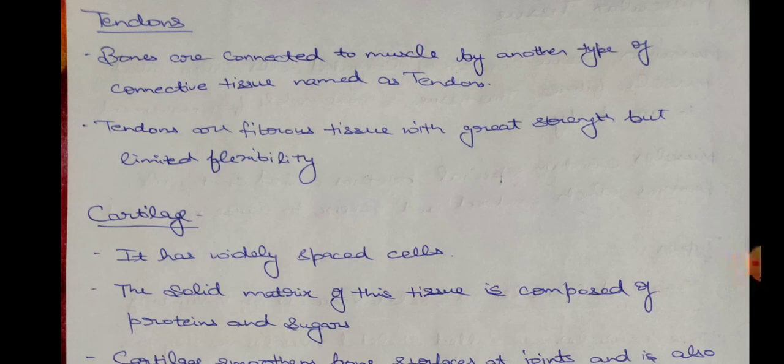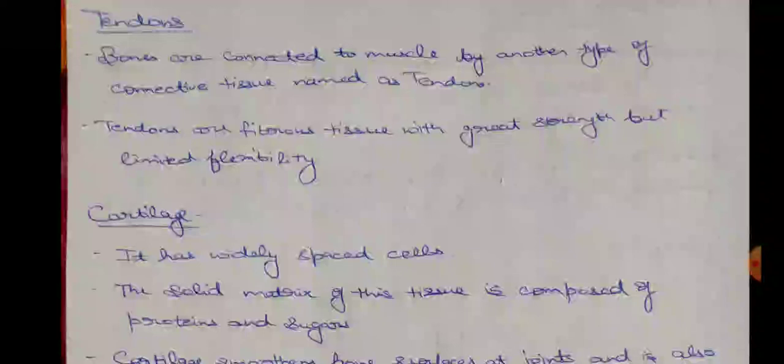So now you have studied two, tendons and ligaments. Ligaments join bone to bone and tendons join bone to the muscle. Clear? Very important. Ligaments were flexible or elastic in nature. Tendons also are flexible, but they have a limited flexibility, but they have a great strength. Or they are fibrous tissue, the tendons.